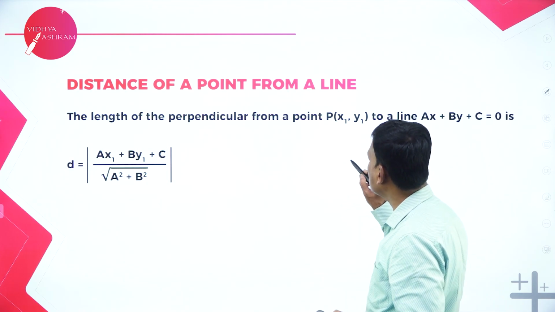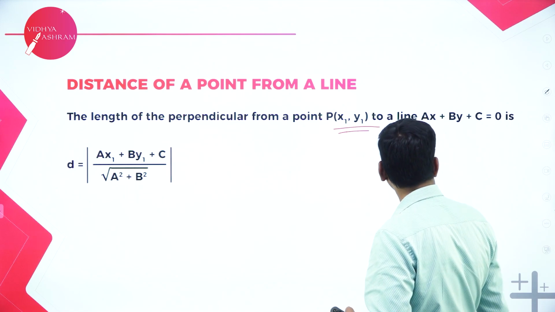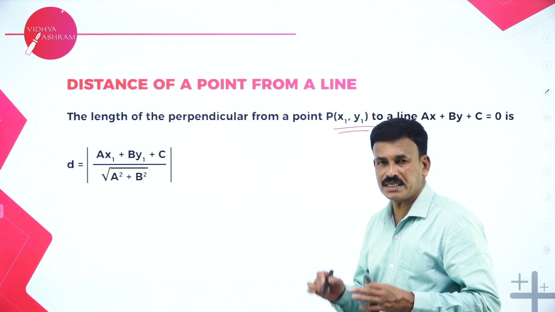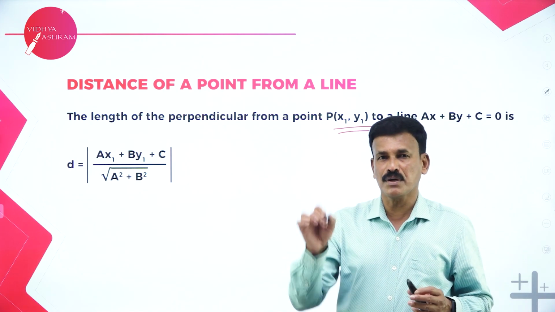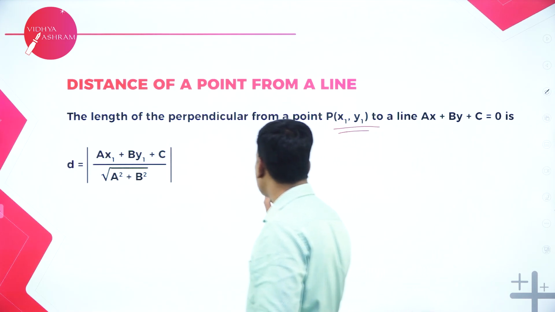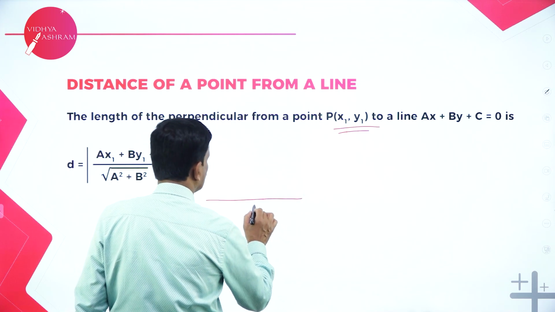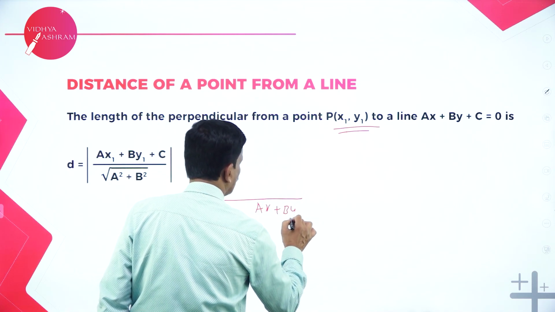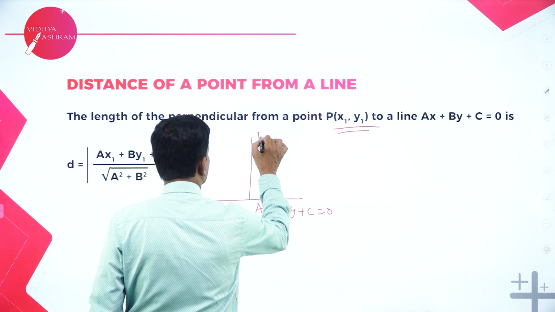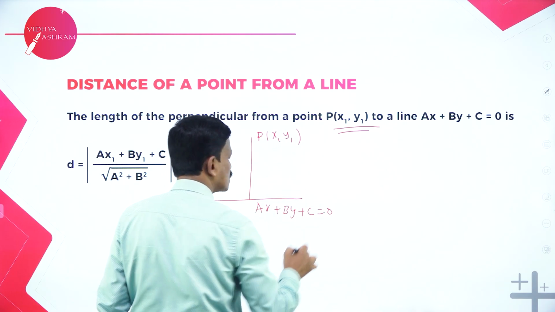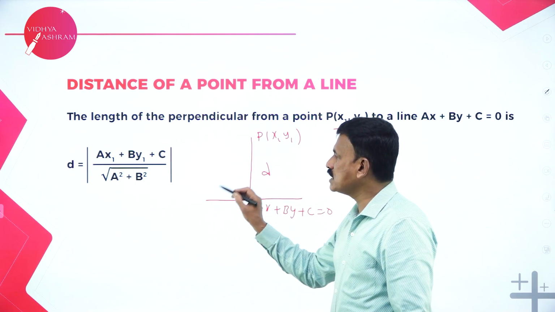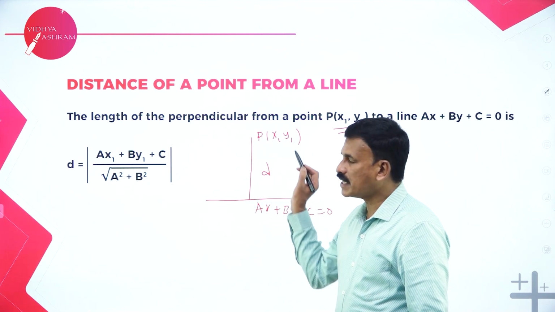The length of the perpendicular from a point P(x1, y1) to a line ax + by + c = 0 is always given by the perpendicular distance, that is called the distance. Suppose this is the line ax + by + c = 0, then the length of the perpendicular from this point P(x1, y1) to this line is given by d. d is equal to the modulus of ax1 + by1 + c divided by root of a squared plus b squared.